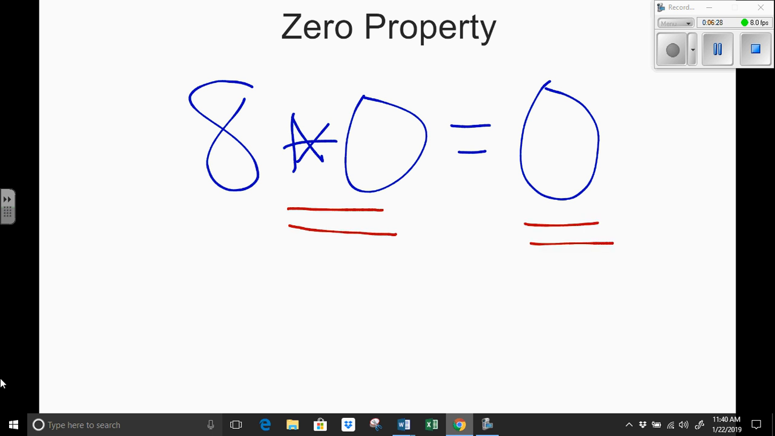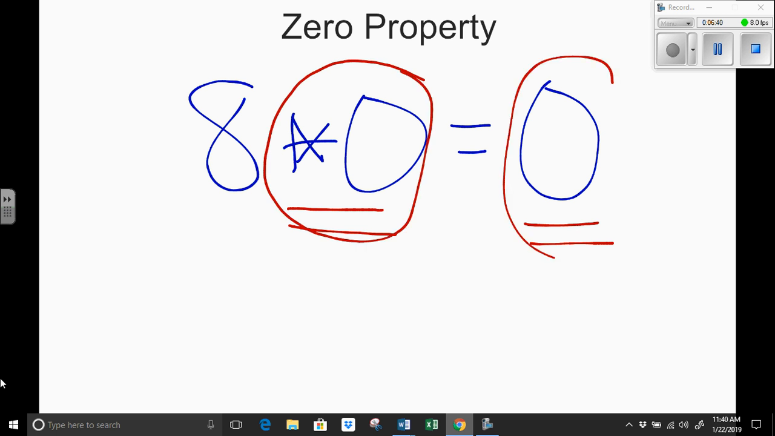A lot of times some students get confused with the additive inverse property because when you apply that property, you get a 0. Just know that with zero property, again, you have to be multiplying by 0 to get 0.